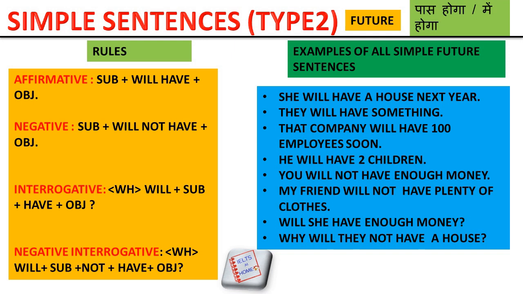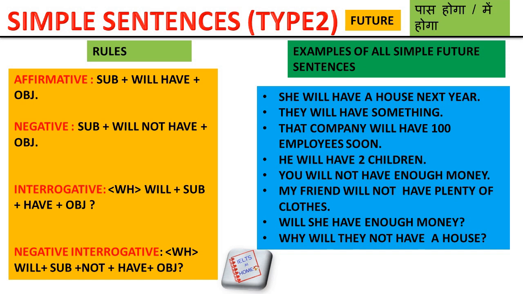For making it interrogative, you need to put will at the start of the sentence and then use subject and then have plus object and question mark. And also you can make it a WH question by putting the WH word at the start of the sentence. And for negative interrogative, the rule is the same as interrogative, but you need to put not after the subject and then use have plus object and then question mark. You can see on the right side in the blue box, there are some examples of all these sentences.